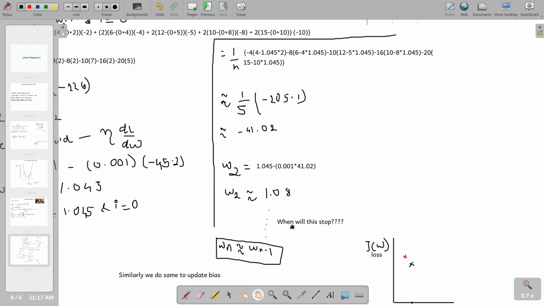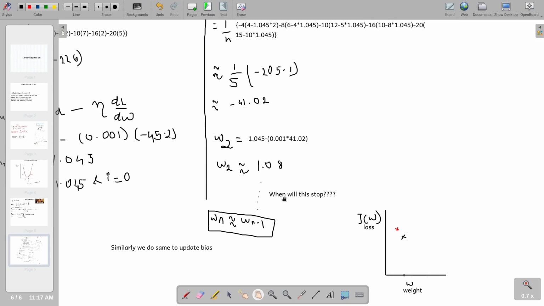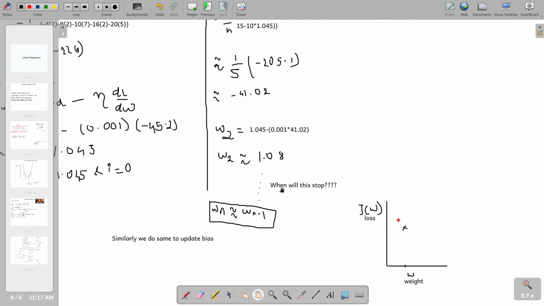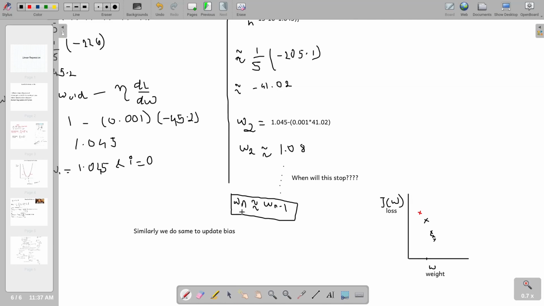So as you can see, this is an iterative procedure. Now one will question, so when will it stop? It stops when theoretically the loss is zero, but loss is never zero because there is always some noise in the data, and if it is zero, the model will overfit. Overfit is a term that we'll cover in the next video. So when will it stop? It will stop when my new weight is approximately equal to my old weight.